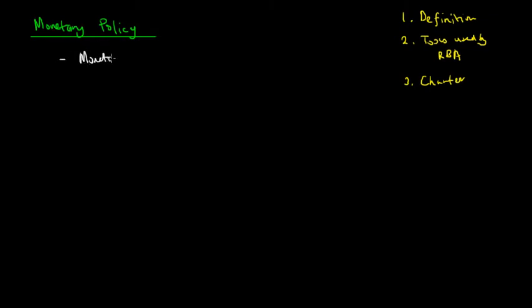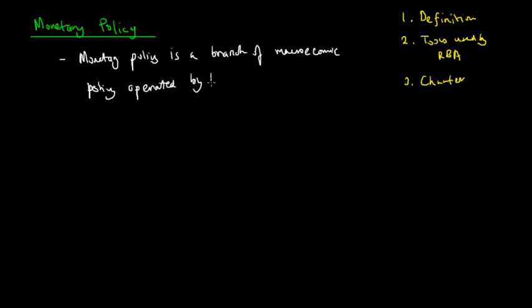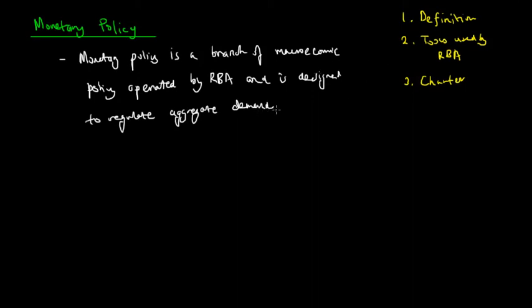So monetary policy is a branch of macroeconomic, so to do with the entire economy, macroeconomic policy operated by the RBA. So the Reserve Bank of Australia controls the implementation of monetary policy, and it is designed to regulate aggregate demand. So like budgetary policy, it is an aggregate demand management policy. So that's the definition of monetary policy.